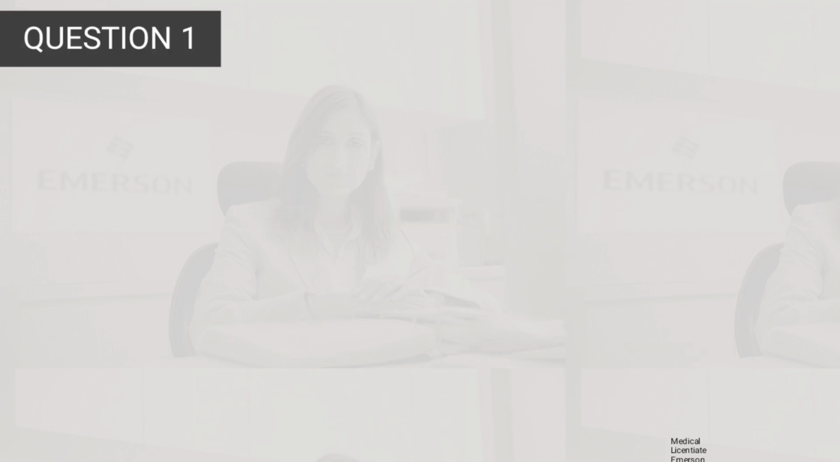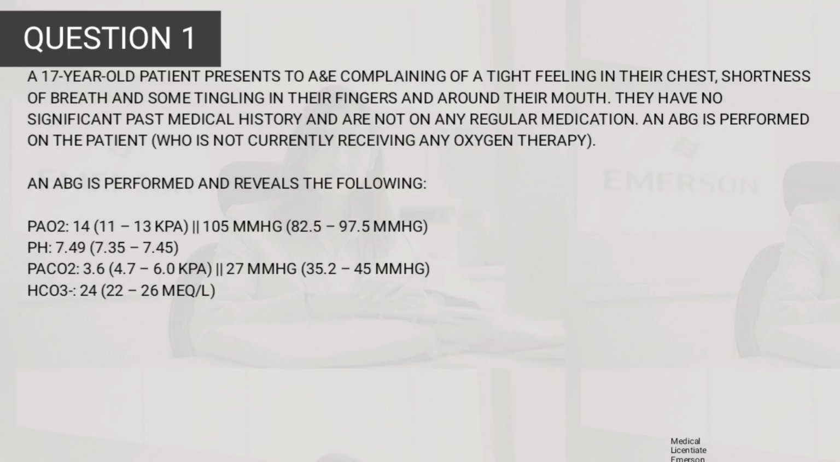Okay, so question 1 is saying a 17-year-old patient presents to the A&E complaining of a tight feeling in their chest and shortness of breath and some tingling sensation in their fingers and around their mouth. They have no significant past medical history and are not on any regular medication. So the ABG was performed on the patient who is not currently receiving any oxygen therapy. So the ABG which was performed reveals the following.